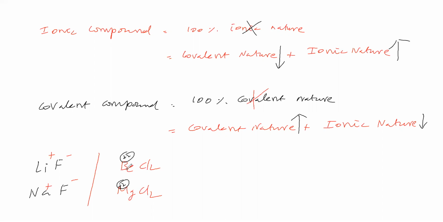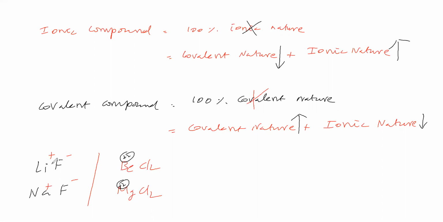Now, beryllium and magnesium come under one group only. The size of beryllium is small, the size of magnesium is high. Where the size of the cation is high, the percentage of covalent nature is less. Where the size of the cation is low, the percentage of covalent nature is high. So beryllium chloride has higher covalent nature compared to magnesium chloride.